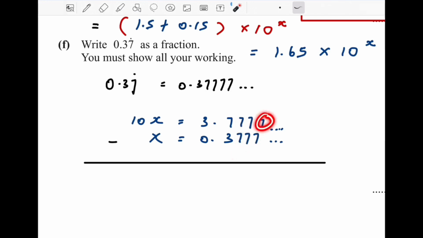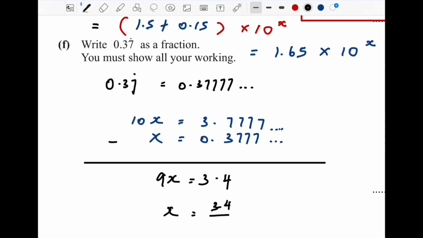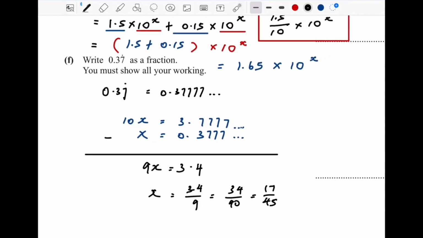Okay, just fill up the last slot. So 0, 0, 0, here will be 4. Here will be 9. And what you want is x, right? What you want is change this to a fraction. Okay, put into your calculator. That's the final answer. 17 over 45. Or anything equivalent.